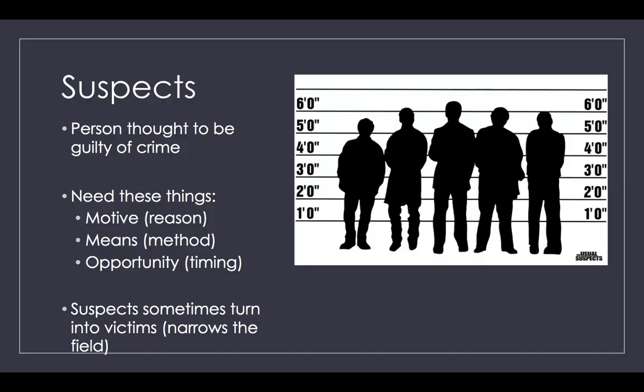Suspects, this is our last category, person thought to be guilty of the crime. They need these things here to be a suspect. So let's say there was a crime committed, a guy named Phil shows up dead, right? John is a suspect. John and Phil are old friends. John needs a motive to be a suspect. So maybe a couple years back, Phil stole a ton of money from John. That could be a reason, a motive that John has to kill Phil.